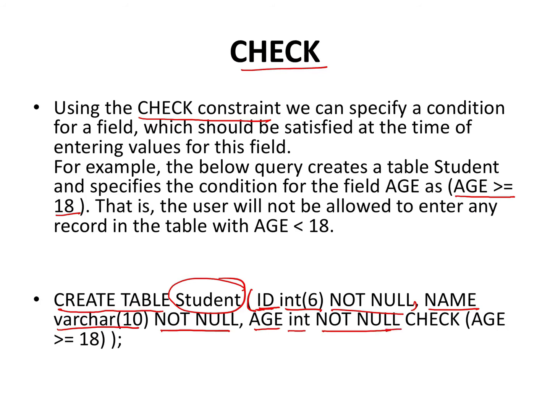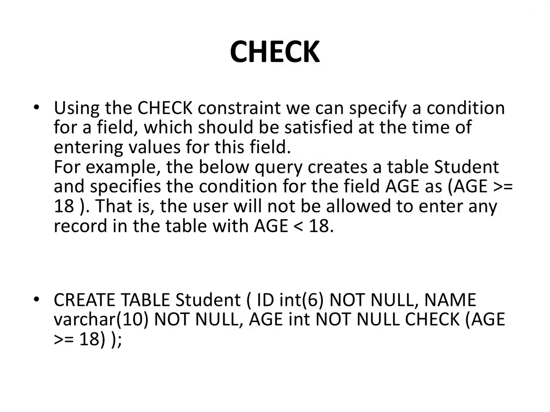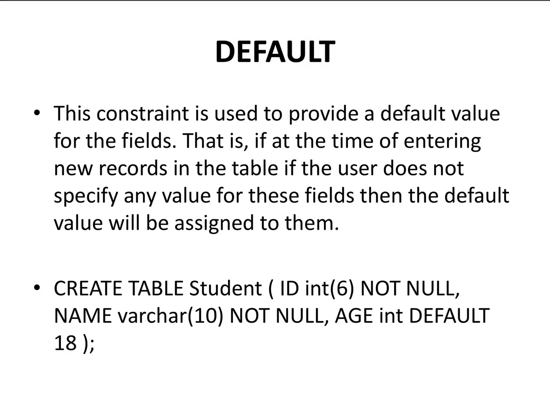And then I also mention, I don't finish the bracket, and I mention further saying that for this particular column, that is age, you have to check whether the column age is greater than or equal to 18. So if you try and put age equal to 15 or 12 or 7 or 5, it will not allow you, saying that you are violating the constraint. Okay, so this is the meaning. So you can check with the check command or check constraint. So this is what is check command.